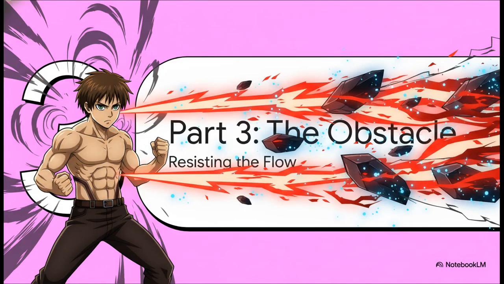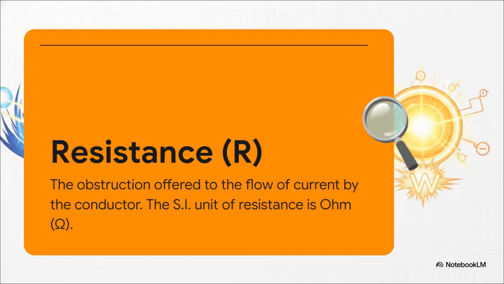All right, so we've got our flow, which is the current, and we've got the push that creates it, which is the voltage. But in the real world, things are never perfectly smooth, are they? There's always some kind of friction, some kind of opposition. There's always an obstacle. In electricity, we call that obstacle resistance. It's basically a property of a material that describes how much it fights back against that flow of current. See, on a microscopic level, as these electrons are trying to stream through a wire, they're constantly bumping into the atoms of the wire itself, which slows them down.